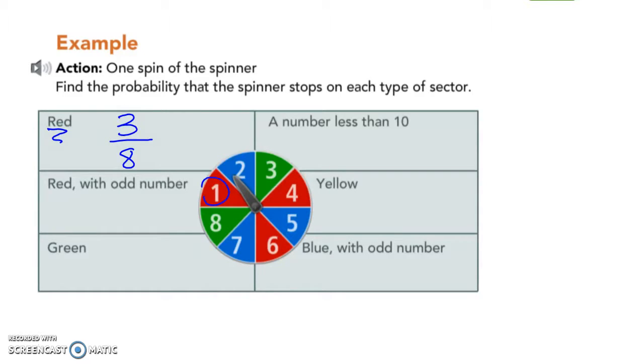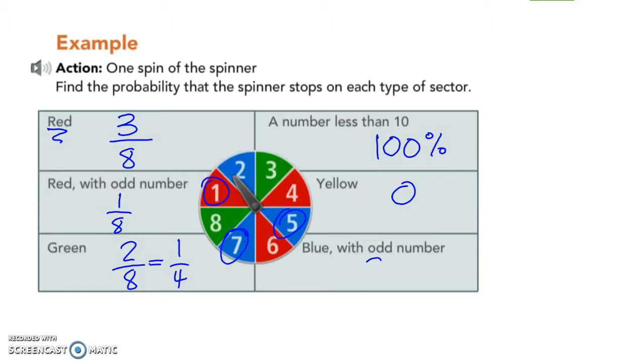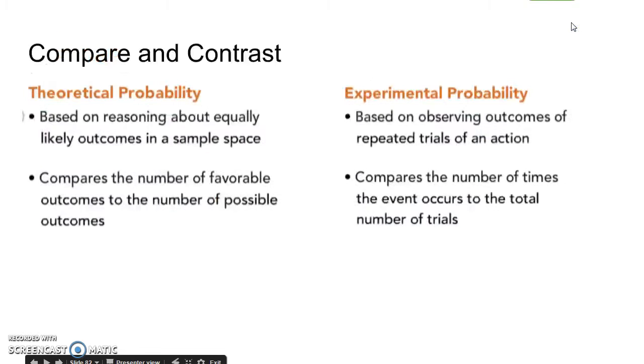Red with an odd number, I just see one of those, so 1 out of 8. Green, 2 out of 8, which is 1/4. A number less than 10, that looks like 100% or 1 whole. Yellow would be 0 because we don't have any yellow sections. And then blue with an odd number, I see 2 of those. So 2 out of 8, which is 1/4. So just how many outcomes are possible, and then how many match whatever situation you've been given to find the probability of.